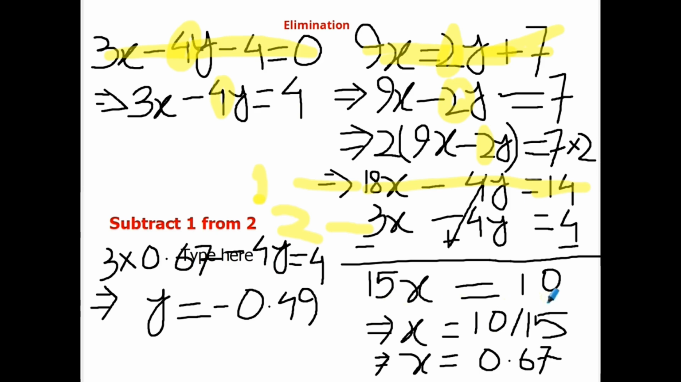Now this has become 15x equal to 10, and after solving you will get x equal to 0.67. Putting this value of 0.67 here in equation number 1, you will get y equal to 0.49. Now here also we have to validate, similar to the substitution method, but that validation part I am not showing, because that will be nothing but stretching this video or making it slightly longer, which is not required.